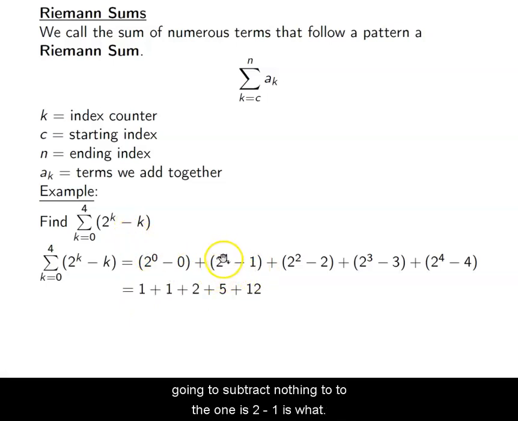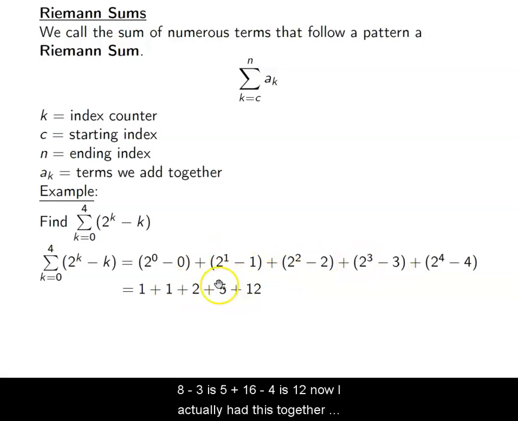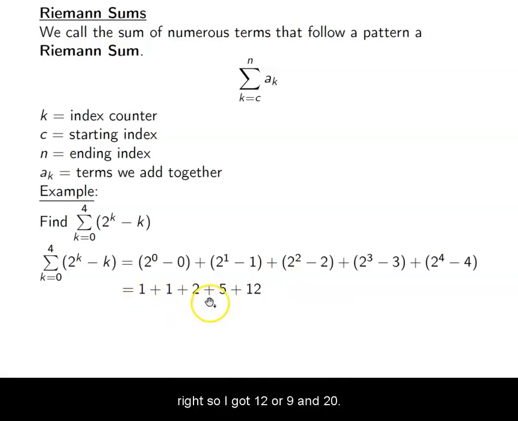2 to the 1 is 2, minus 1 is 1. This is 4 minus 2, so 2. 8 minus 3 is 5, and 16 minus 4 is 12. Now I actually add these together, right? So I got 1, 2, 4, 9, and 21.